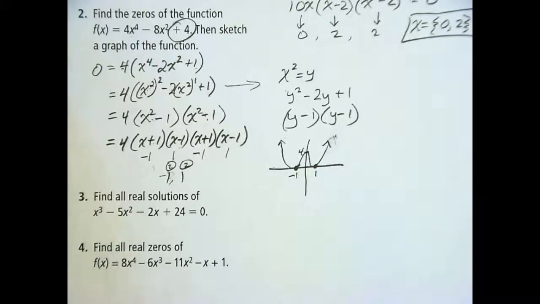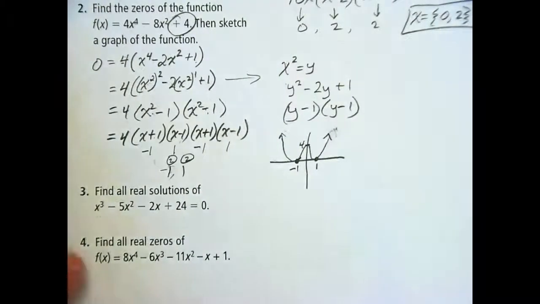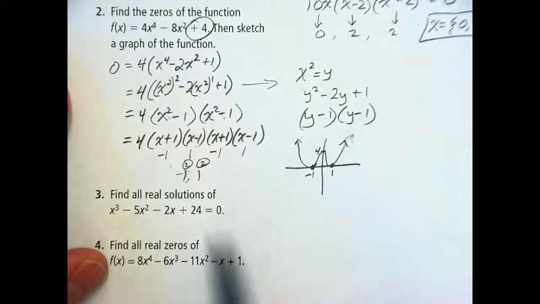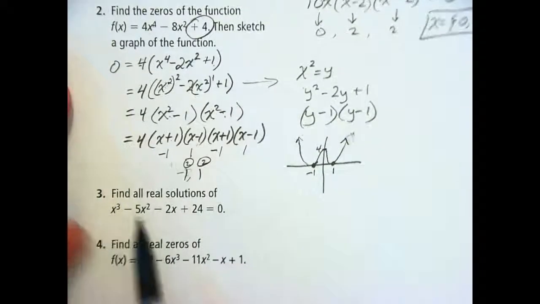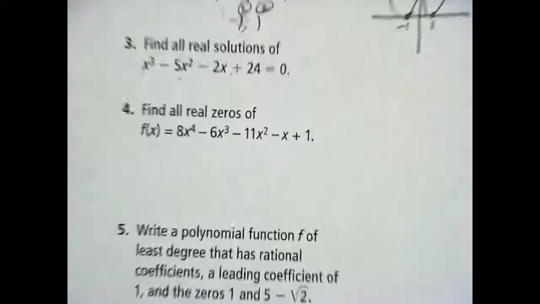So that's our quick sketch. Okay, number 3, find all the real zeros. So this is where we start picking up a little more difficult. What should we do if we have 4 terms? Well, what's the first thing you should always do?